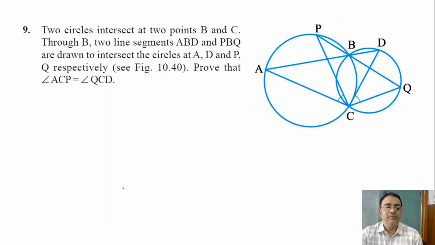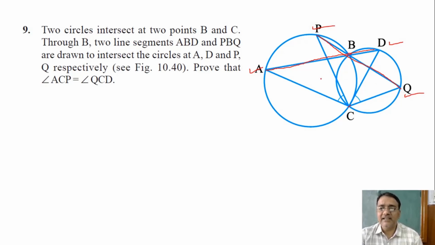No, sir. Okay. Now we'll move towards question number 9. Only a few questions are there. That is why I'm taking all the questions, because today is the last revision of circles. Two circles intersect at two points B and C. And through B, two line segments ABD and BPQ, ABD this one and BPQ this one, are drawn to intersect the circles at points A, D, P, Q respectively.